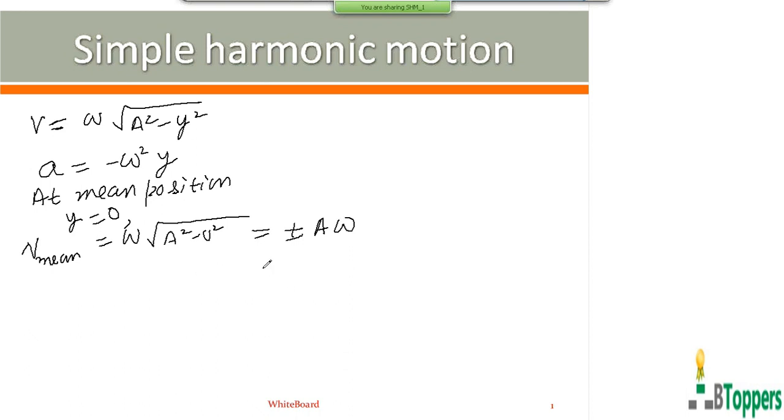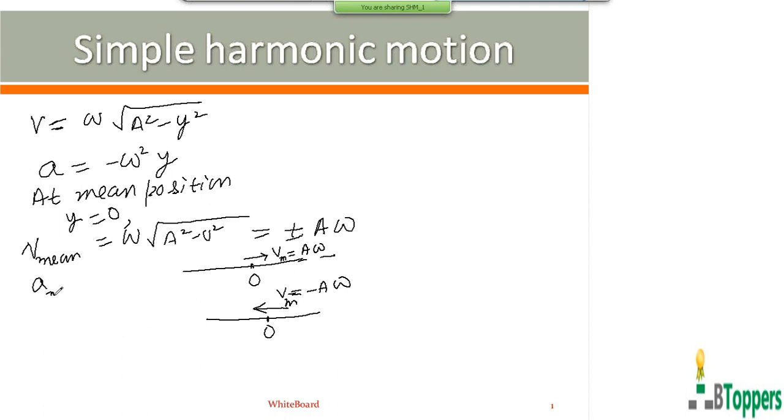That means velocity at the mean position will be written as plus A omega when the velocity is directed in the positive direction of displacement. The velocity at the mean position will be taken as minus A omega when the particle is crossing the mean position in the negative direction.